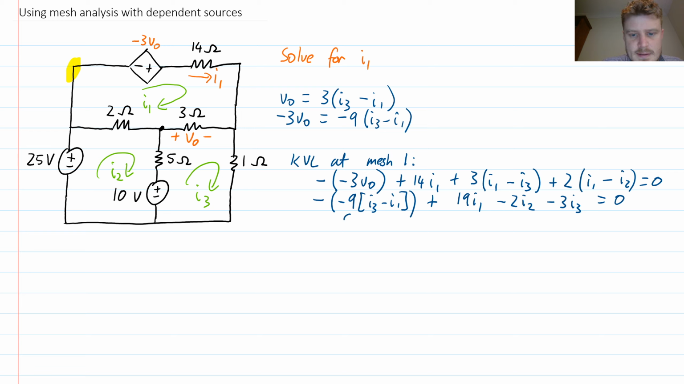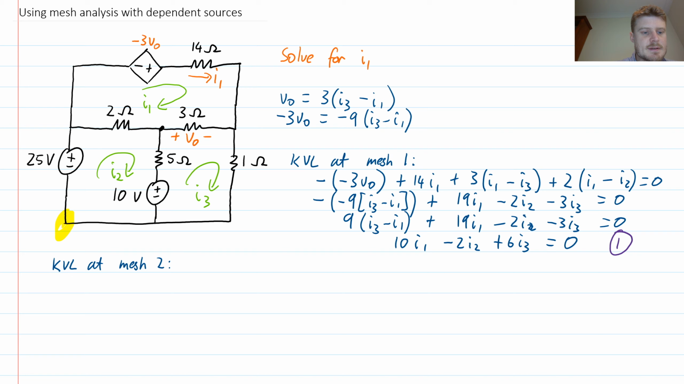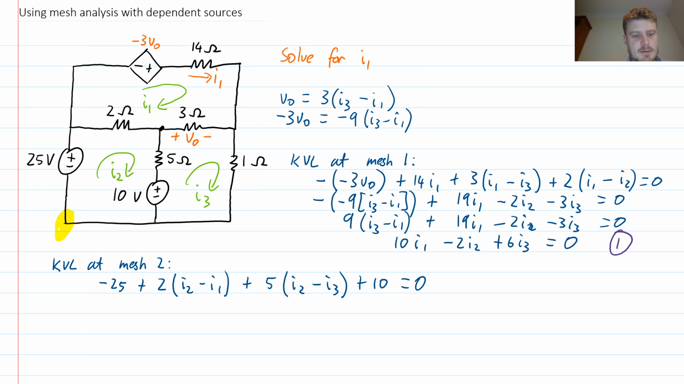Next step will be to apply KVL at mesh number 2, the second mesh. Again, we choose a starting point for our analysis. So let's go here and proceed in the same direction as I2 is drawn, so that's clockwise. I'll go negative 25 for the voltage source. The 2 ohm resistor has I2 minus I1 as its currents. There's a 5 ohm resistor which has I2 minus I3. Then the voltage source plus 10, and I'm back to my starting point, equals 0.